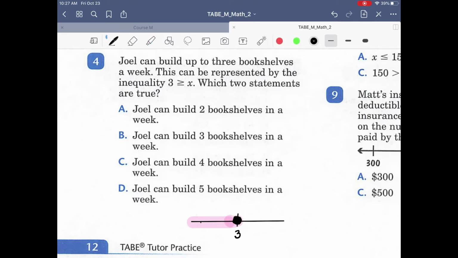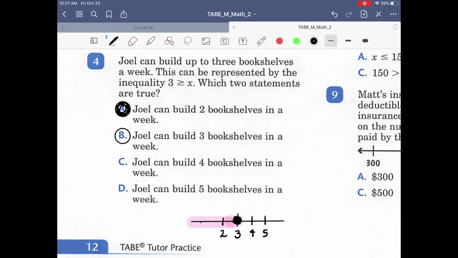So could he build 2 bookshelves in a week? He sure could, because 2 would be in the shaded interval. Could he build 3? He could. But he could not build 4 or 5 because both of those answers are above the interval. So the ones we want, there are 2 of them this time, are A and B.